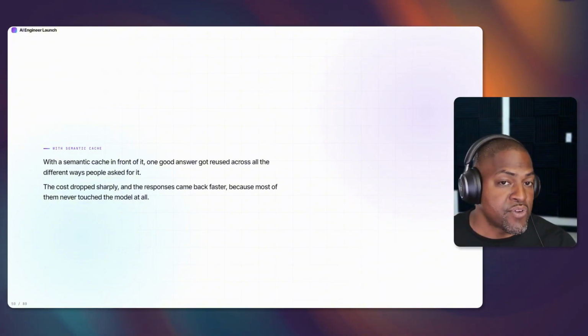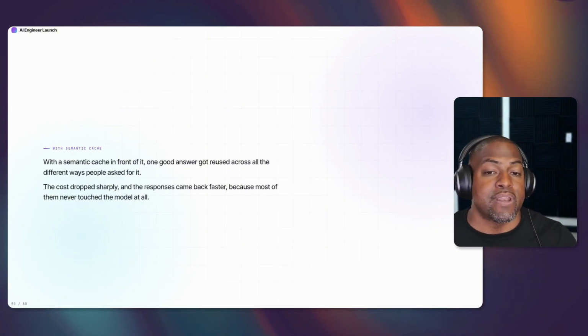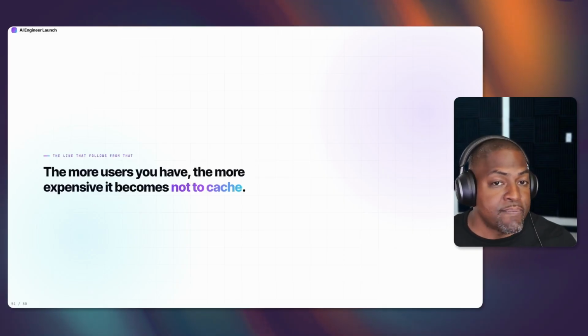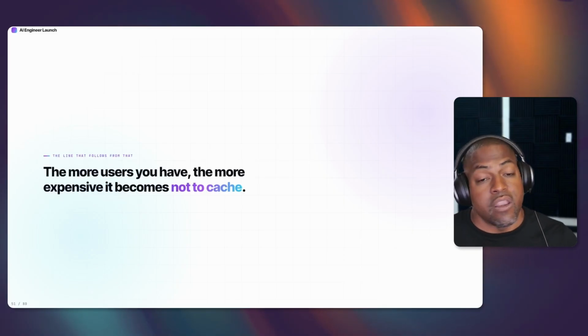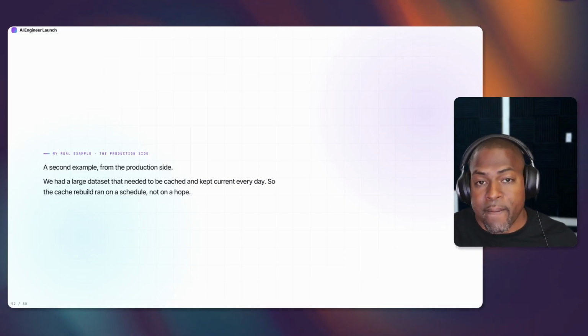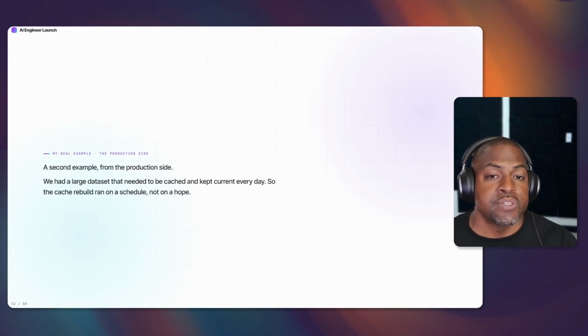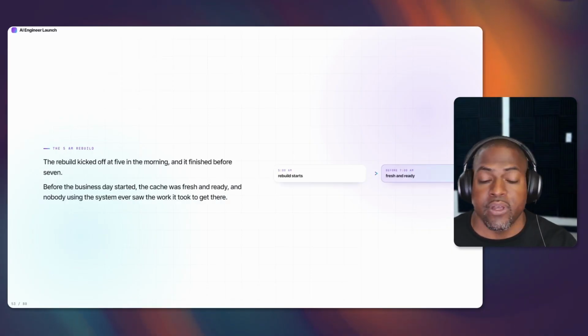A second example from the production side: we had a large data set that needed to be cached and kept current every day. So the cache rebuild ran on a schedule, not on a hope. The rebuild kicked off at 5 in the morning and it finished before 7, before the business day started. The cache was fresh and ready, and nobody using the systems ever saw the work it took to get there.